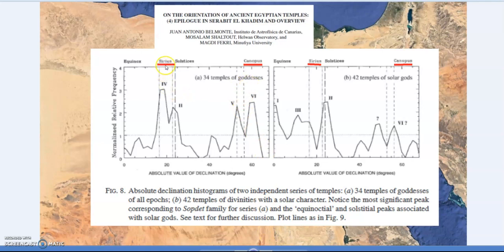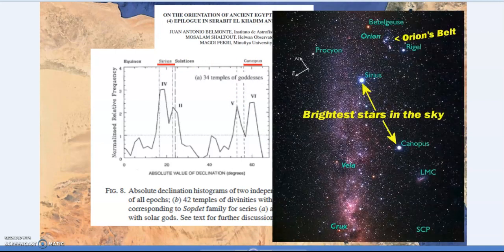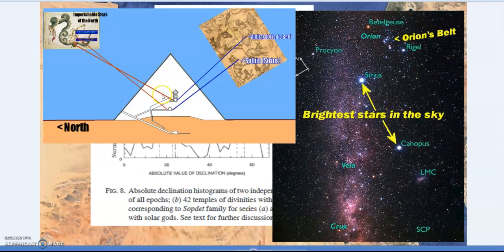He's also pointing out Sirius and Canopus alignments. Sirius, brightest star in the sky, Canopus, and so there is Orion's belt. These are the brightest stars, so where would you do it? Again, the shaft alignments with the pyramid pointing to Sirius and Orion's belt, being another connection.